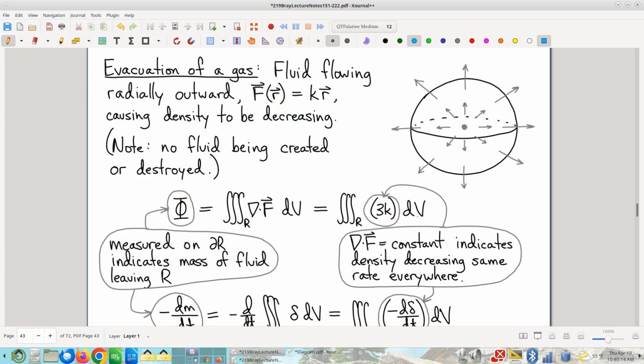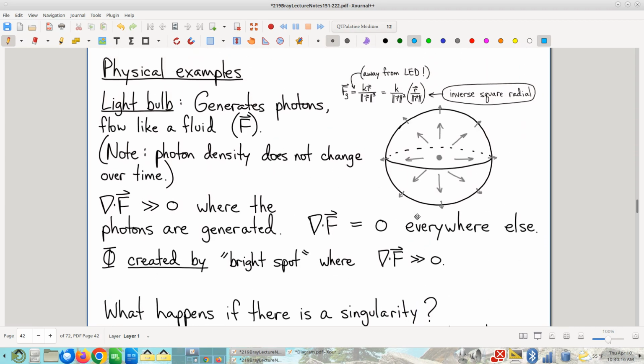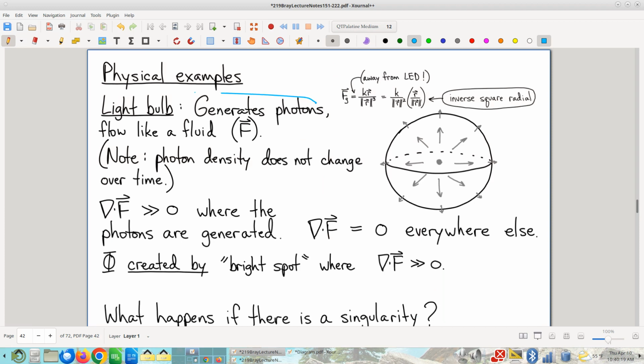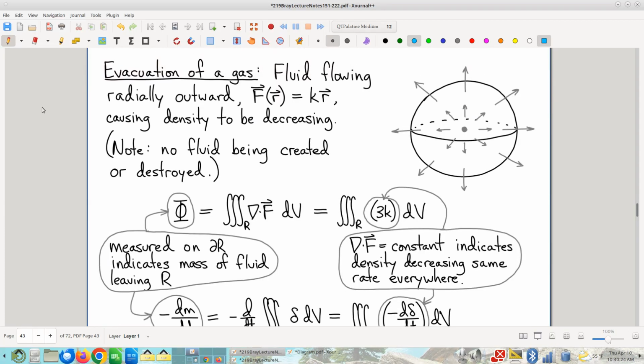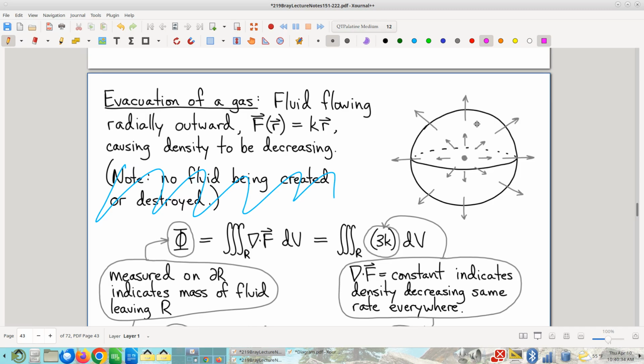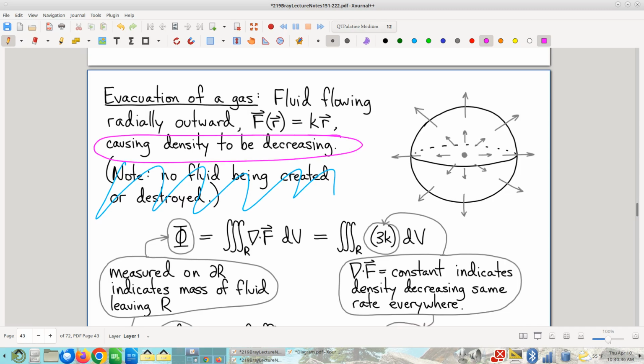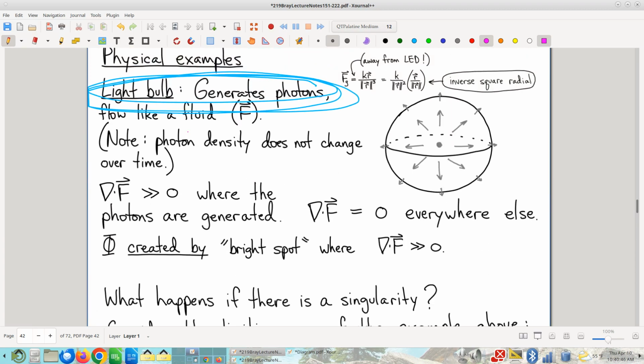Let me go back to here. With the light bulb, we are literally generating fluid. We are not generating any gas. That's one of the key differences. Here's the other thing. As we argued, with the gas, the density is changing. Pick your point. Wherever you might want to look, the density is not constant. With the light bulb, the density is constant, no matter where you look.